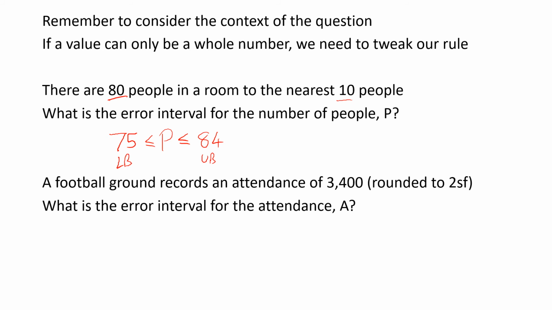Similarly, a football ground has 3,400 rounded to two significant figures. So our second significant figure was the 4. That means to the nearest 100, because that's in the hundreds column. What's the error interval here? Well, half of 100 is 50. And then we've just got to be careful here. So yes, 3,350 is fine, but 3,450 would round up. So we just go up to 3,449. So if it's something that can only be a whole number, watch out.